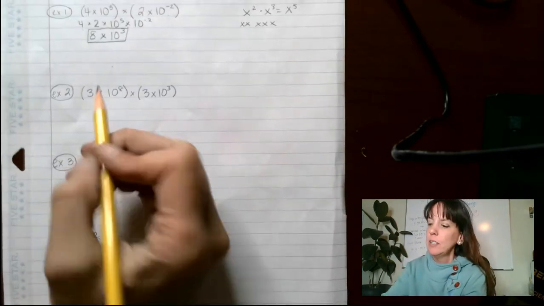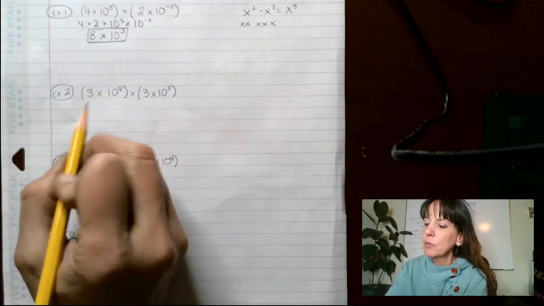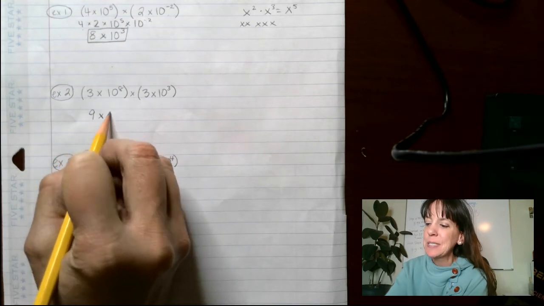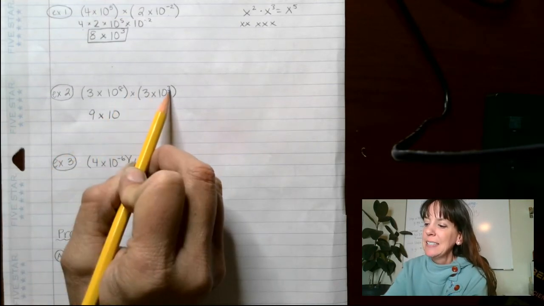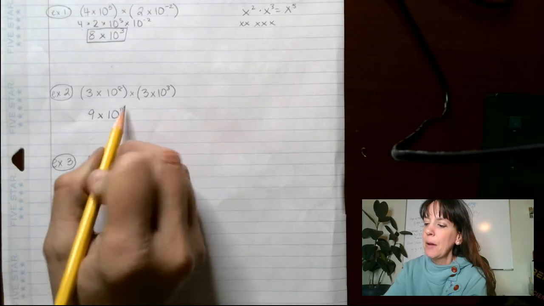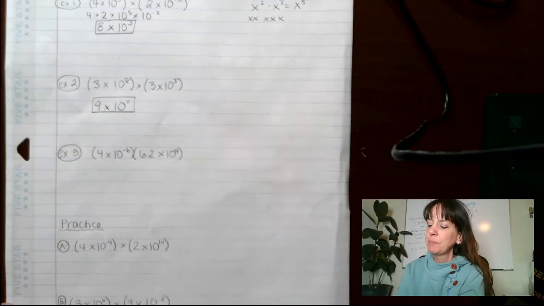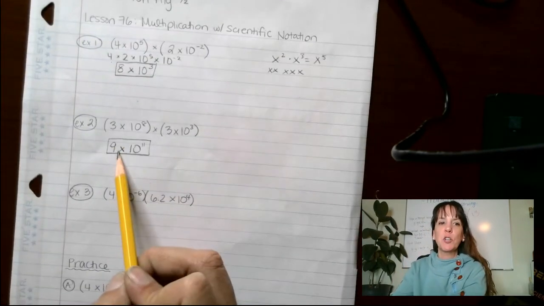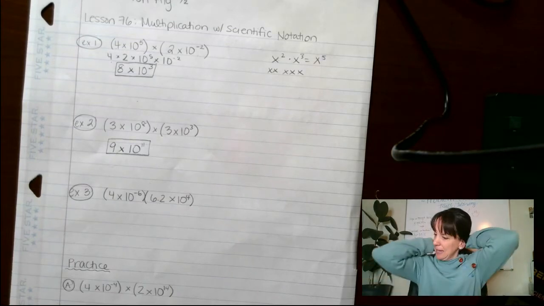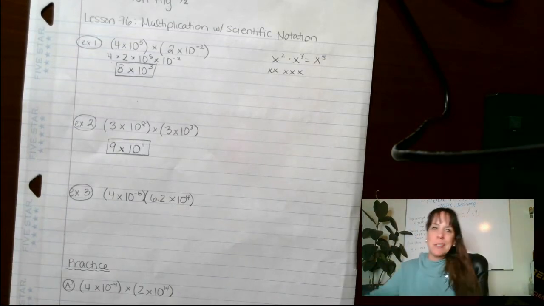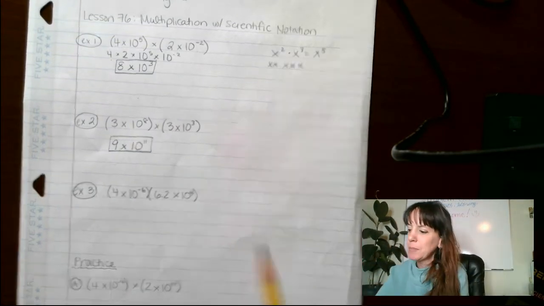Beautiful, let's try this one. We get 3 times 3, which is 9, times 10 to the 8. 9, 10, 11. 11, bam, that is my answer. Remember, with scientific notation, this first number has to be greater than 1, less than 10. In all these cases it is, but sometimes it will not be. So we'll get to some of those problems.